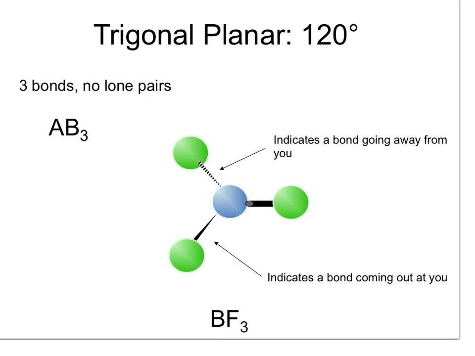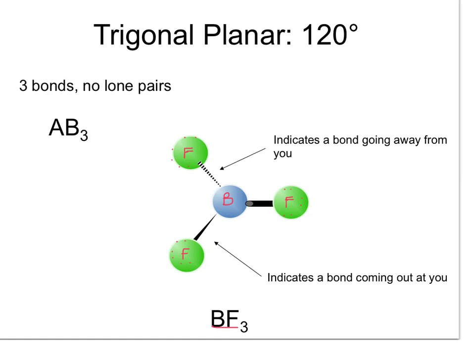Alright, the next shape that we're going to look at is trigonal planar, and we'll focus on the chemical formula of boron trifluoride, BF3. Now boron is going to be in the middle, and we're going to have the 3 fluorine atoms around the boron. I'm going to draw in my lone pairs of electrons here.